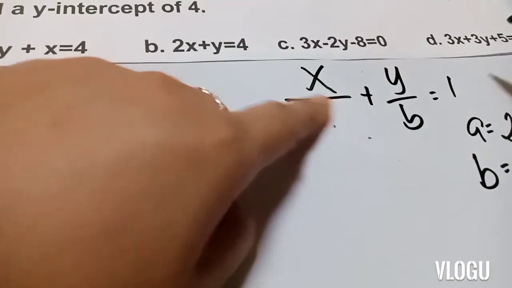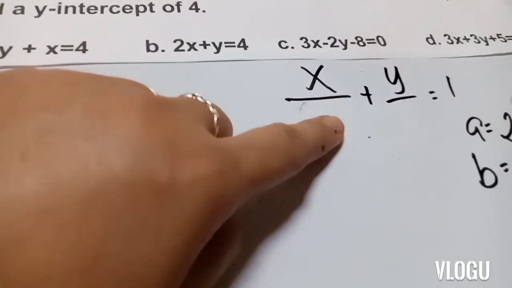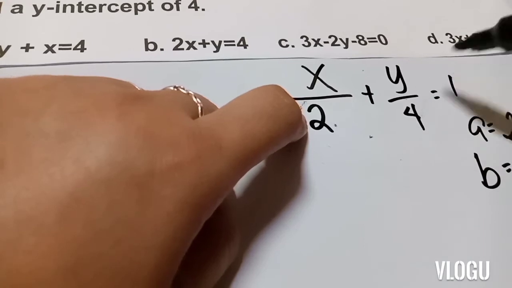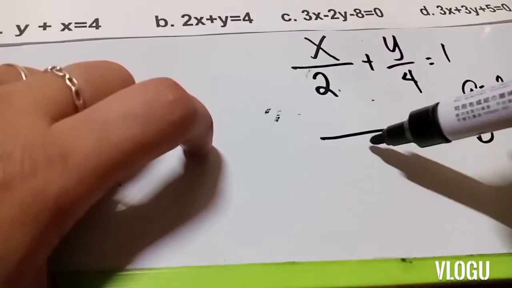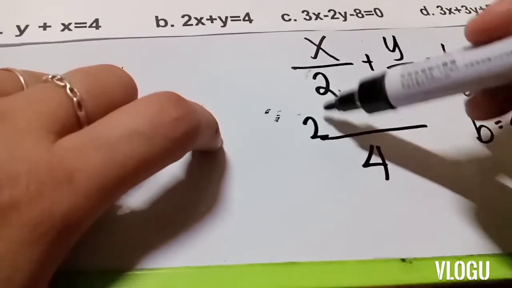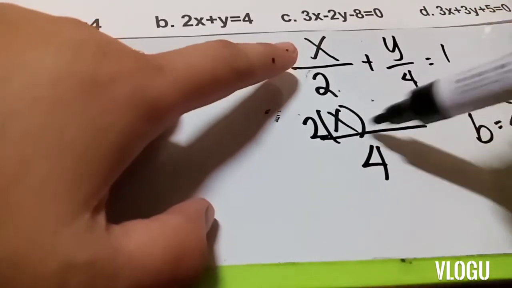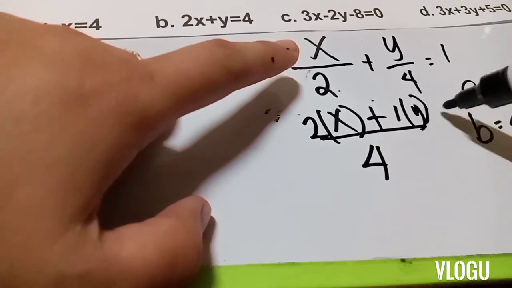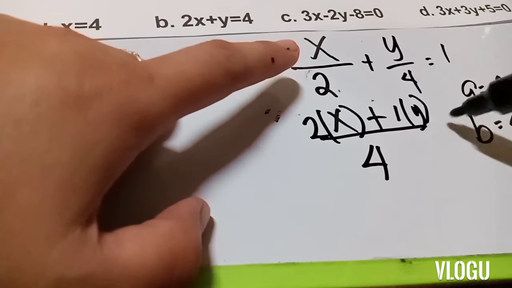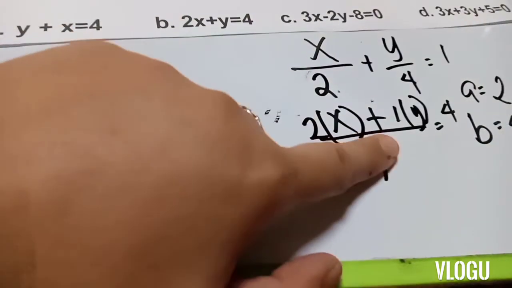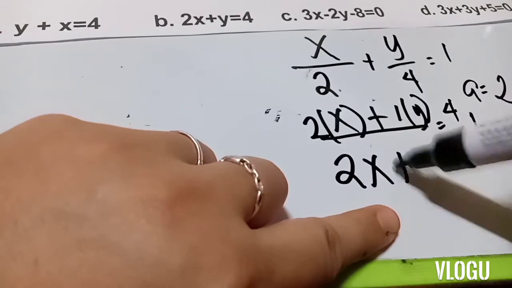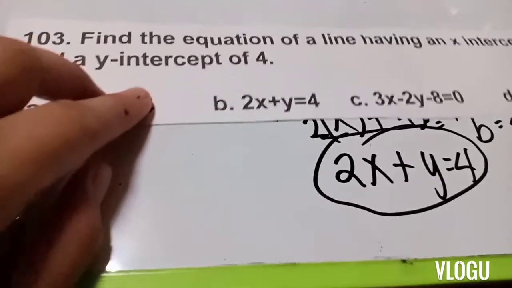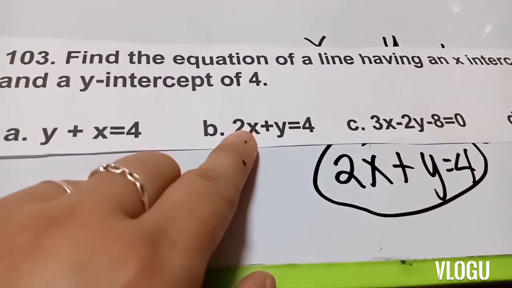So let's substitute: a becomes 2, and b becomes 4. Again, let's get the LCD. 4 divided by 2 is 2, times x. 4 divided by 4 is 1, times y, and at the same time cross multiply by 4. So the answer is 2x plus y is equal to 4. This is our equation, so the answer is letter B.